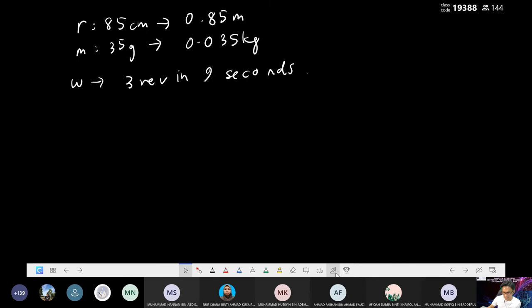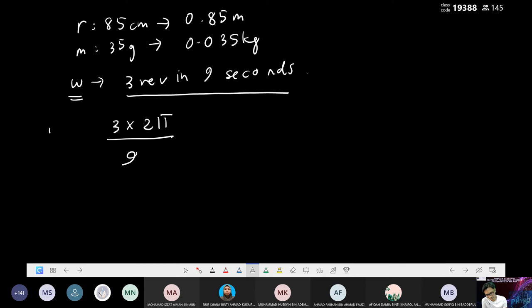Yes. Okay, ada. Alhamdulillah. Okay, macam mana you cari the angular velocity that from this statement, 3 revolution in 9 seconds? 3 times 2 pi per 9 seconds. Okay, kenapa you buat darab 2 pi bahagi 9? Sebab 1 revolution equals 2 pi. So because there's 1 revolution, so we times by 2 pi. Alright.